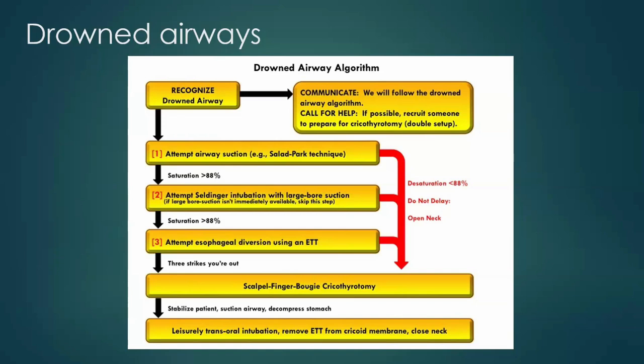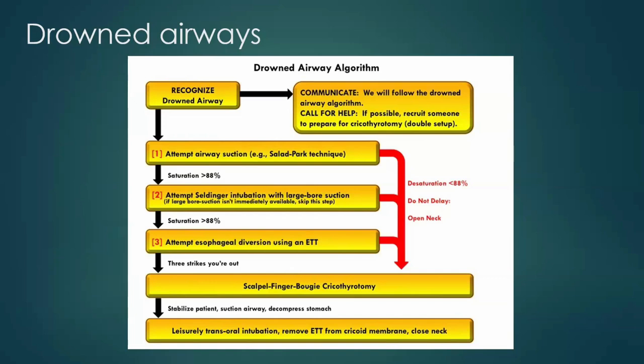So once again, as with anything, call for help and communicate. It's very important in these cases that that is one of the things that is always happening. Always communicate with your team what's happening and always call for help. The drowned airway algorithm they speak about is, the first thing is that you're going to attempt airway suction. We're going to use the SALAD technique, as long as our saturation is obviously more than 88% in this regard.